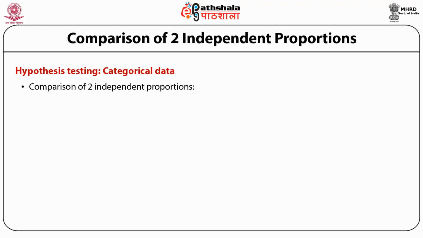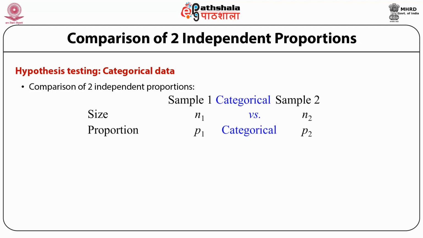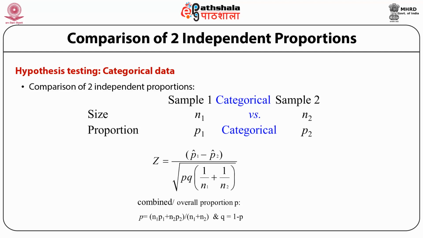Then hypothesis testing, comparison of two independent proportions. Suppose we have two different samples, say city 1 and city 2, and I want to know the prevalence or incidence of malaria, or say chikungunya. Then we have to apply the Z test, which is equal to P1 minus P2 divided by the square root of PQ into (1 by N1 plus 1 by N2). This gives you the Z value. If the Z value is more than 1.96, we consider it significant. Otherwise, we say there is no significant difference.